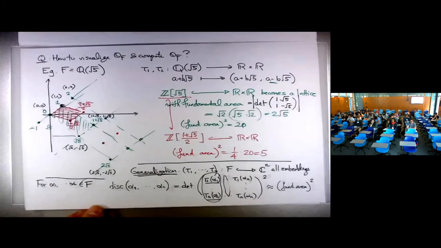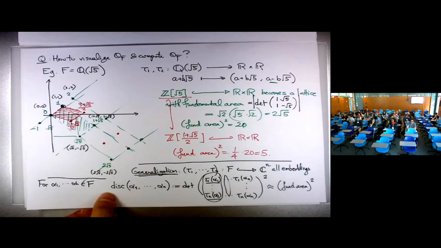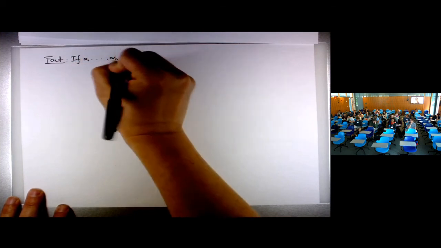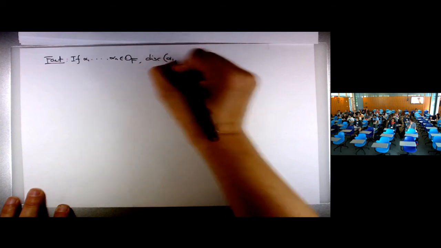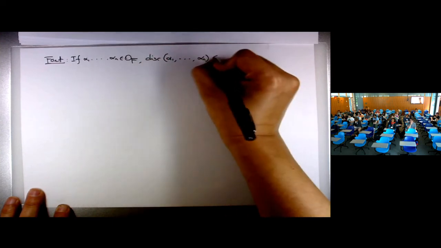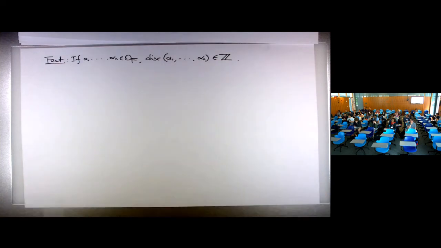Any question? I know this is somehow the difficult point of the first lecture. Okay, good. Very nice. So now, here's a fact. If alpha 1 through alpha n are actually in the ring of integers, then this discriminant is actually an integer.